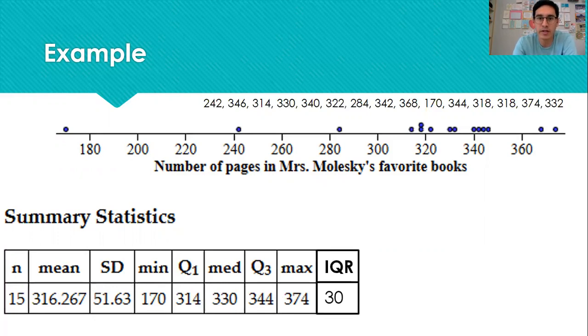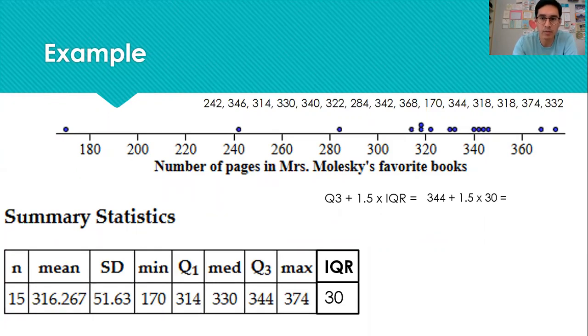Remember, the IQR is the difference between the first and third quartile. So 344 minus 314 is an interquartile range of 30. Okay. So let's start at the third quartile location and then go 1.5 IQR above it. So we're just going to add 1.5 IQR. Okay. So we go ahead and substitute those values and we get a result of 389. Okay. So think of this 389 as the cutoff, right? Anything above 389 is going to be a high outlier.